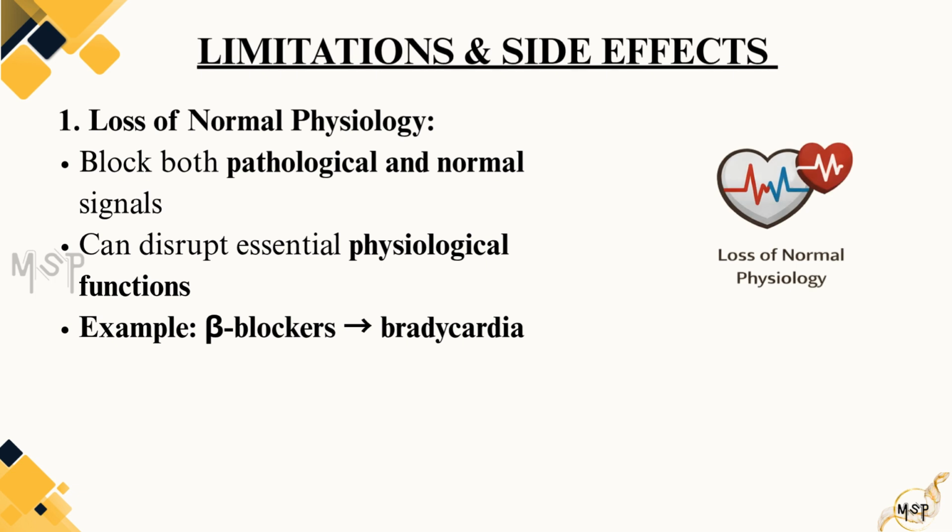But antagonists are not without their drawbacks. Here are the key limitations, starting with loss of normal physiology. Blocking a receptor doesn't just suppress pathological signals, it can also block necessary endogenous signals. For example, beta blockers can cause bradycardia by blocking beta-adrenergic receptors that normally maintain a normal heart rate.